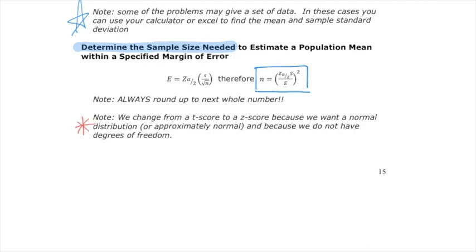And also note that in our original formula, we had t alpha over 2 for our margin of error. Now we're back to a z. So we're changing from a t-score to a z-score because we want a normal distribution, or at least approximately normal. And we don't have degrees of freedom. We don't know the sample size, so we can't use the t-distribution anyway.